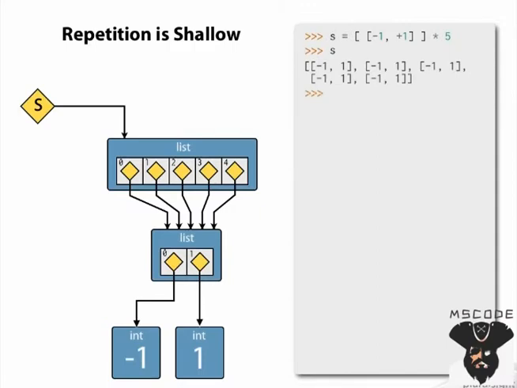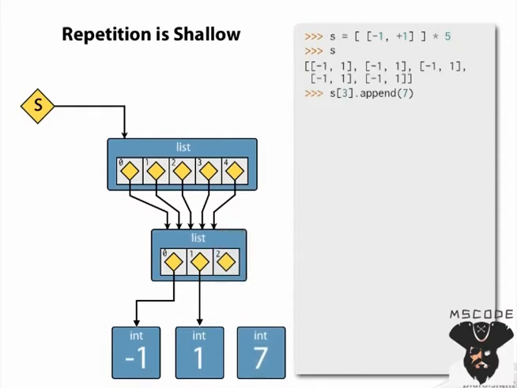Now let's append the integer 7 to the fourth inner list at index 3 on the outer list. This creates a new integer object and a new element on the inner list containing a reference to that integer object. We can see that all of the elements of the outer list have been modified because they do in fact all refer to the same inner list.